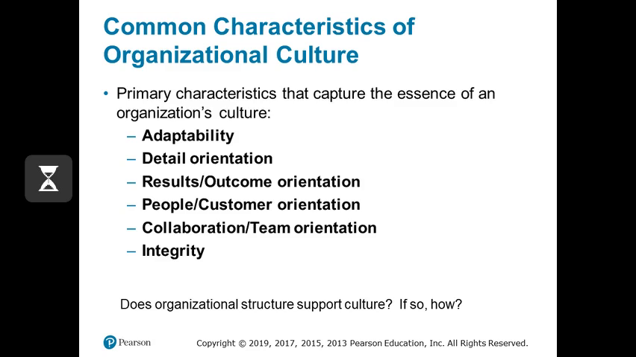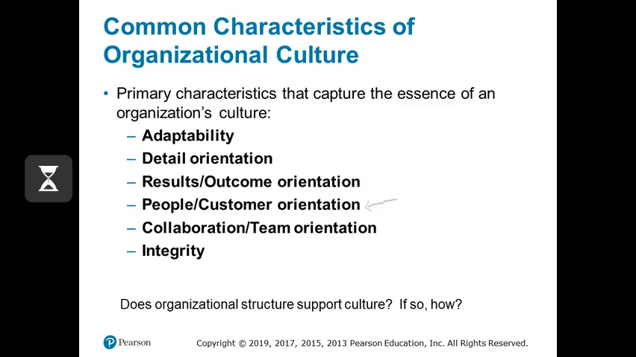Then we also have results and outcome orientation. And what this refers to is how much do we focus on processes versus outcomes? So do we care how people do the work, or do we care about what results from the work? And then we also have people and customer orientation. So how much does management really think about the impact of their decisions and the company's work on all sorts of different people, including our customers and our employees?